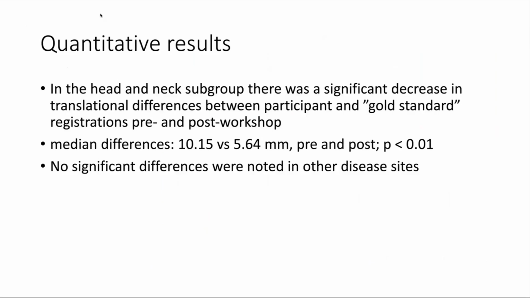The quantitative results: the head and neck subgroup was the only significant result that we noted. Before the workshop, the median difference between participant and gold standard registration was 10.15 millimeters, which did decrease to 5.64 millimeters after the workshop. Again, no significant differences were noted in any of the other disease sites.